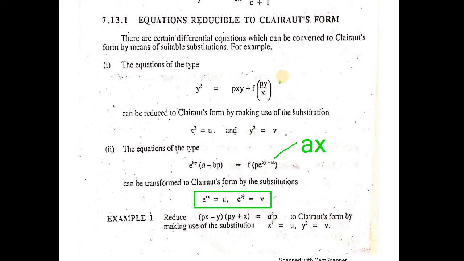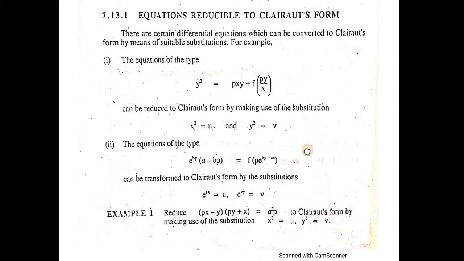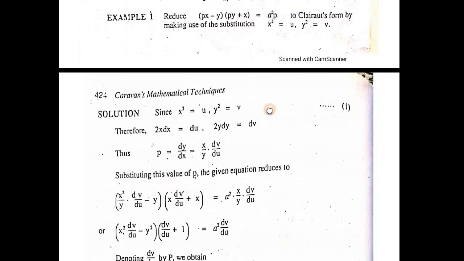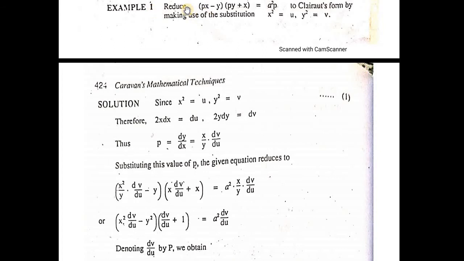So here we have two types of differential equations, and both can be reduced to the Clairaut's form by using either this substitution or the other substitution. Now here we come to an example. Example 1. Reduce this differential equation to the Clairaut's form by making use of the substitution x square is equal to u, y square is equal to v.